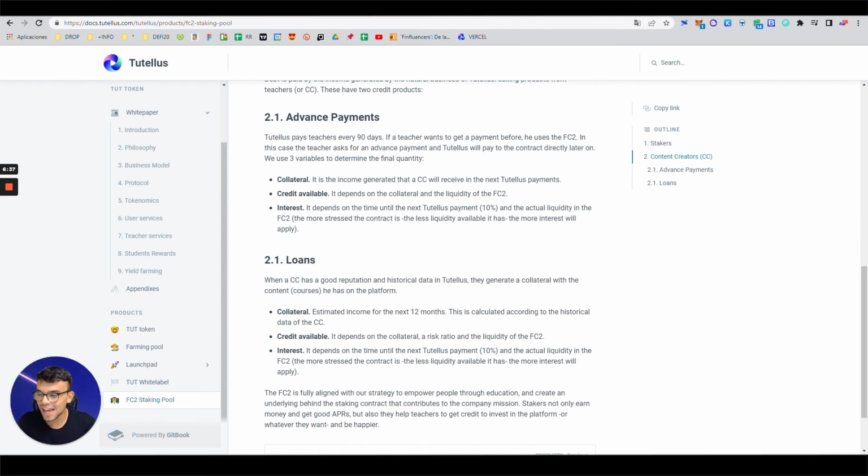Finally, we've reached the end. I know you've been waiting for that. I know people like the practice a lot rather than the theory. Let's get started and let's go for the next chapter, where we're going to be digging right into the DApp, the Tutellus Decentralized Application, tutellus.io. Let's write it right here and let's get started.